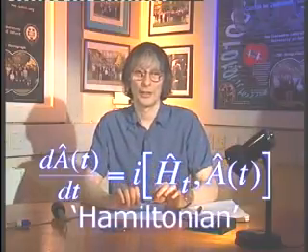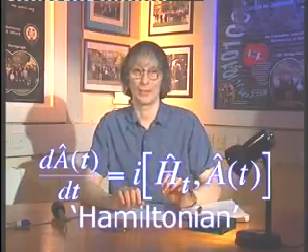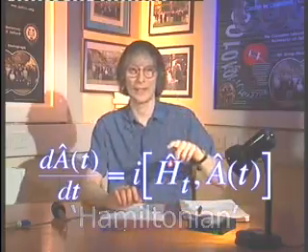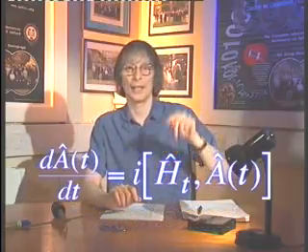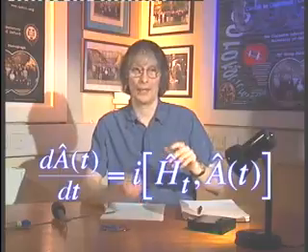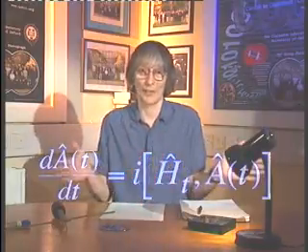H is called the Hamiltonian of the system. This is called the Heisenberg equation of motion. And the way of representing observables that I've been using is called the Heisenberg picture of quantum theory.